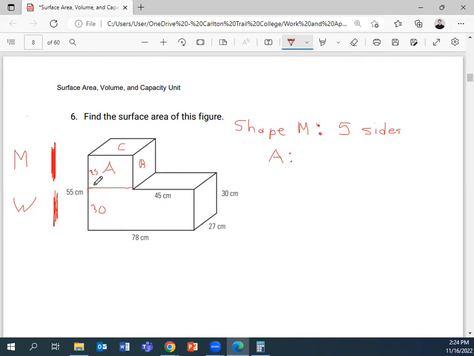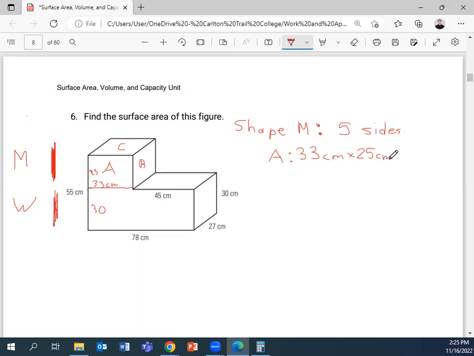And then what's going to be the base of side A? How can I figure that out? The 78 subtract the 45. Yeah, the whole thing's 78 centimeters, right? But I know that this part here, which I do not need, is 45. So 78 minus 45 is going to give me 33 centimeters. All of a sudden, I now know that my base is 33 centimeters. And my height is 25 centimeters.